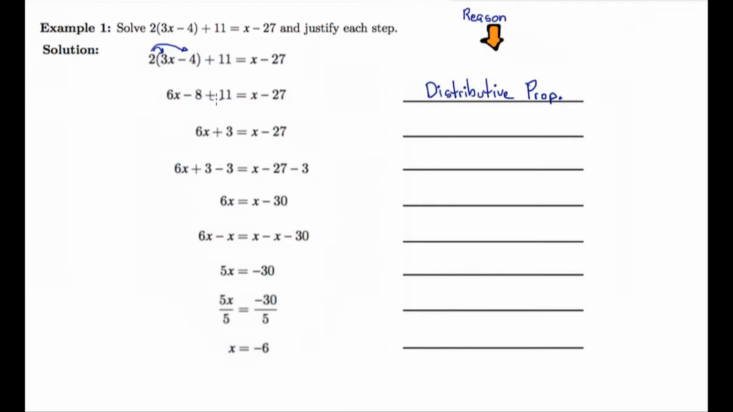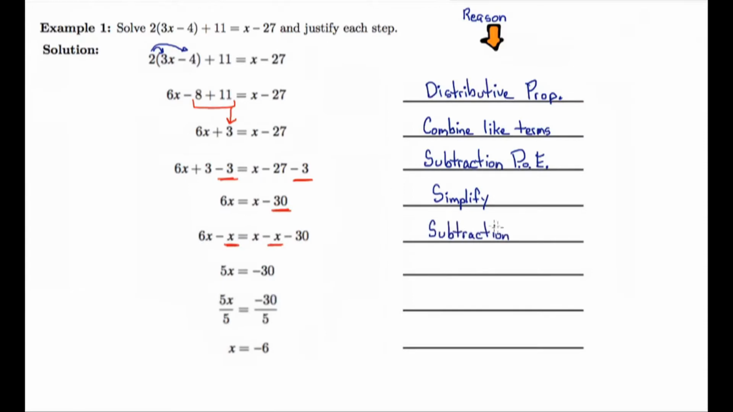In the second step, we are just going to combine like terms, the negative 8 plus 11. So that's our reason. And the next step, we need to subtract that 3 to both sides. That's what we're doing here. So that's the subtraction property of equality. And then we need to combine the negative 27 minus 3, which gives us negative 30. So we're just simplifying. And then we need to subtract x from the right and take it to the left side. So that's the subtraction property of equality.